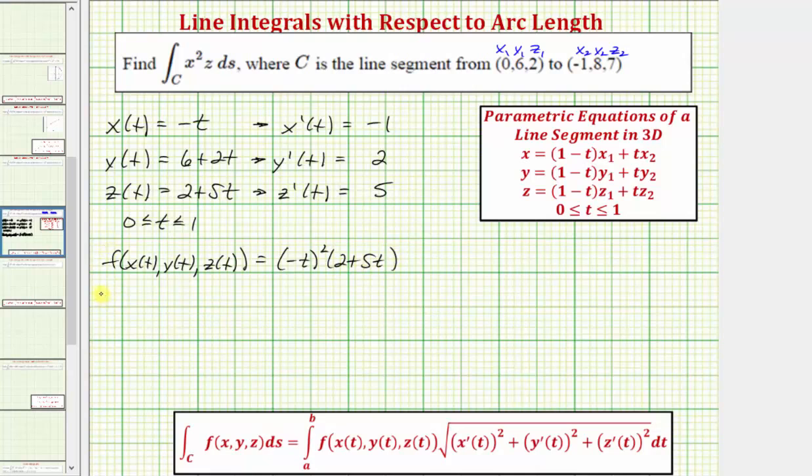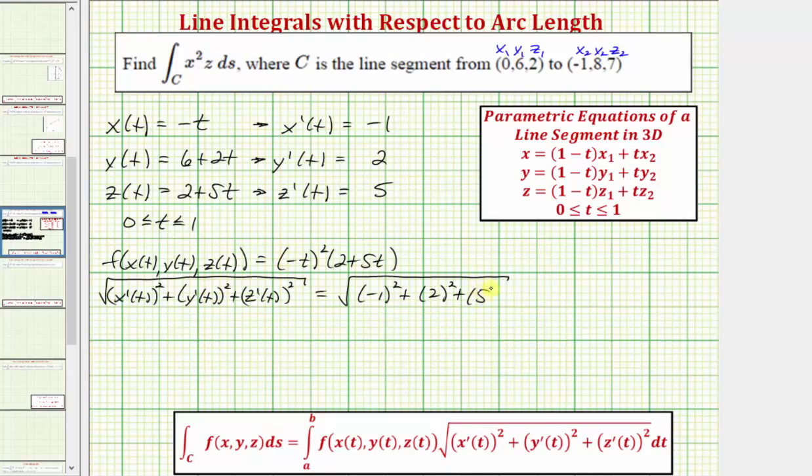Now let's find the square root of x prime of t squared plus y prime of t squared plus z prime of t squared. So we'd have the square root, x prime of t squared would be (-1) squared, plus y prime of t squared would be 2 squared, plus z prime of t squared would be 5 squared. So here we have the square root of 1 plus 4 plus 25, which is the square root of 30. And now we have all the information we need.